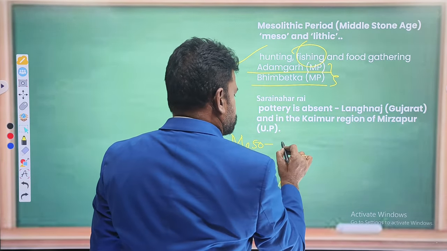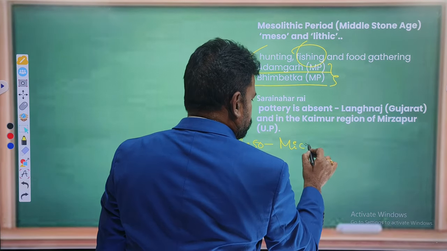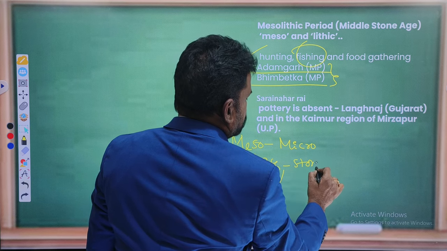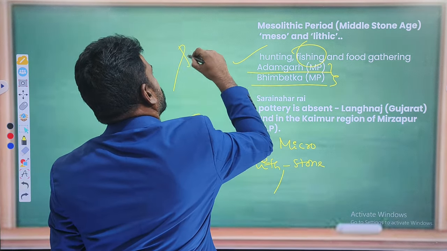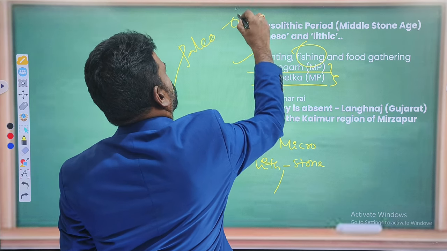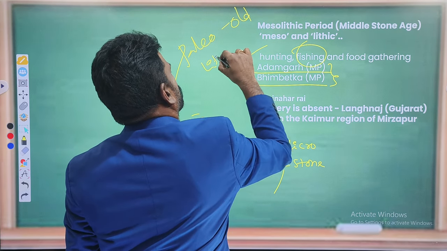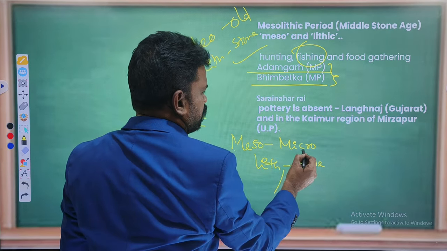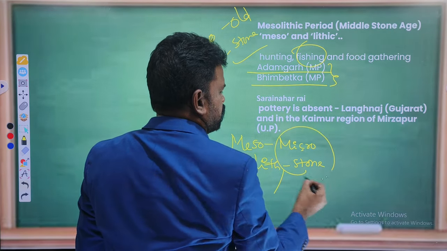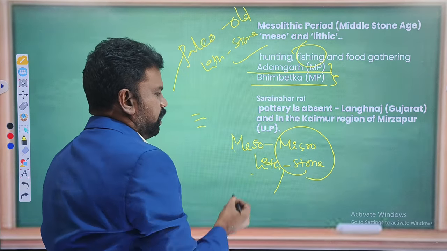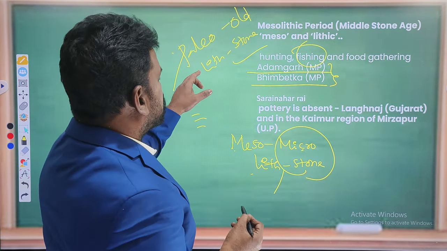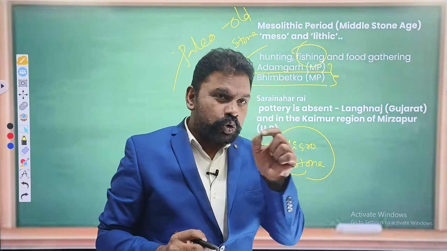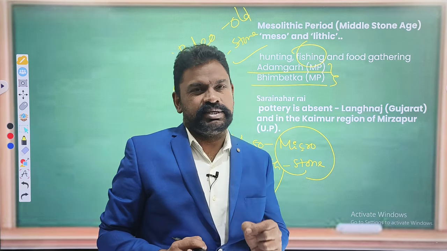Meso means micro, and lith means stone. Similarly in Paleolithic, paleo means old and lith means stone, so old stone. Mesolithic means microlith stones; they used micro stones. The words Mesolith and Paleolith are taken from Greek root words.